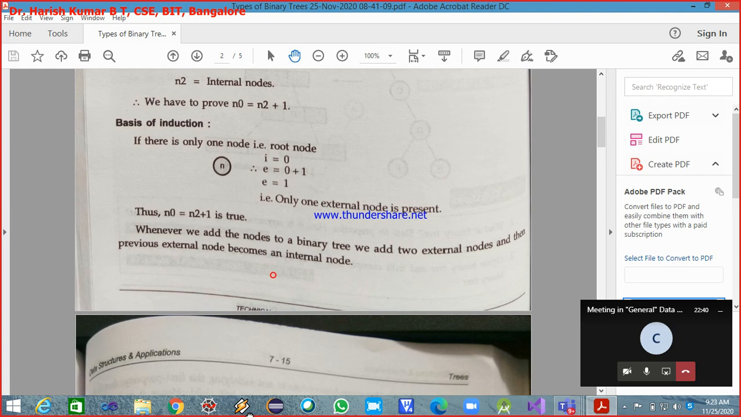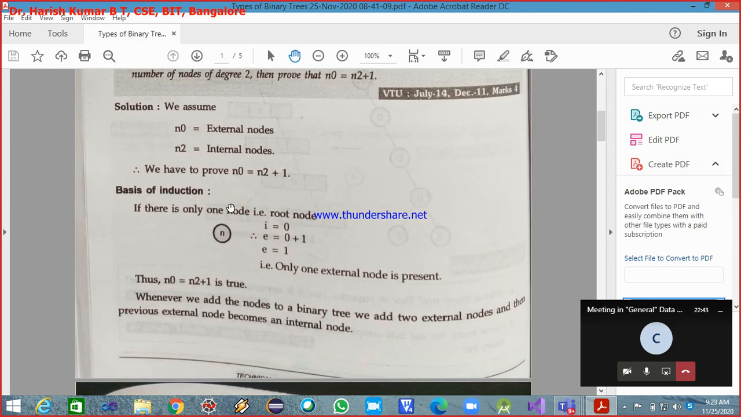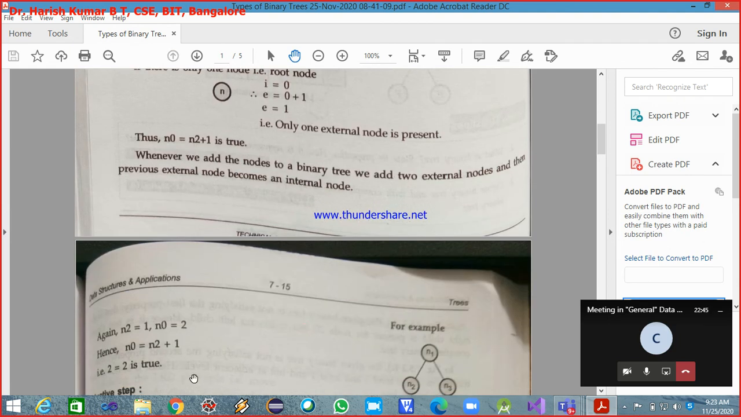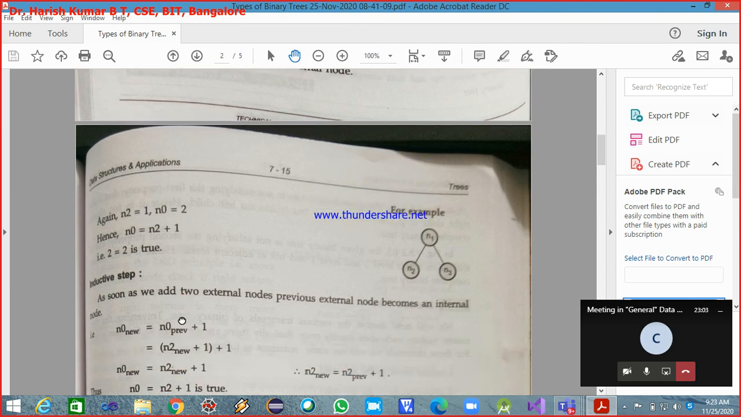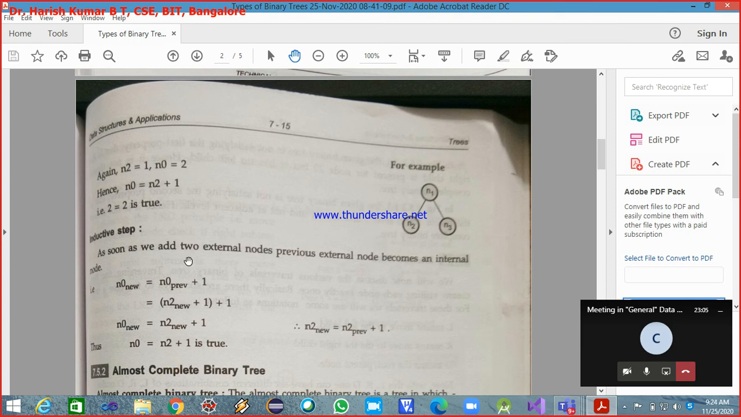Now we proved it for one node, and we proved it when n0 is equal to 2 and n2 is equal to 1. I have to prove this works for any depth, for any number of leaf nodes or external nodes. In general, when we add two external nodes, the previous external node becomes an internal node. Is that true?